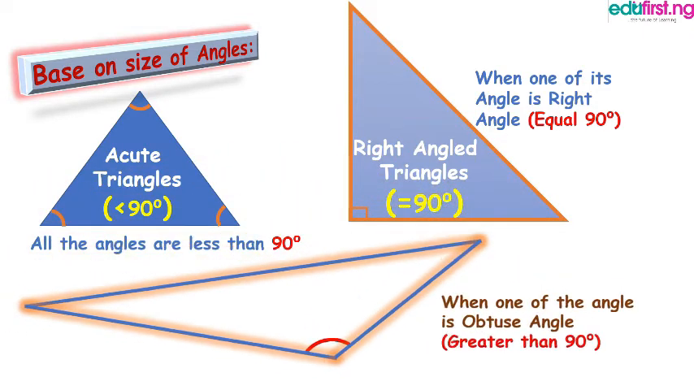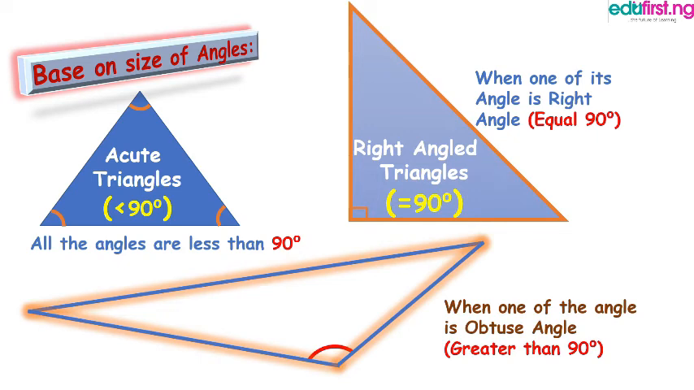Then we have another class where one of the angles is greater than 90 degrees. And we said any angle that is greater than 90 degrees is called an obtuse angle. So what do you think this triangle is going to be called? It's called an obtuse triangle. So generally, angles are the main factor behind the name of a particular triangle. You name a triangle based on the type of angles that it forms.